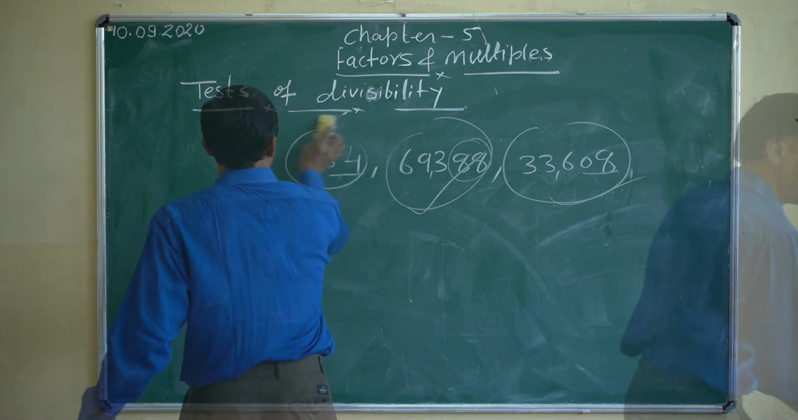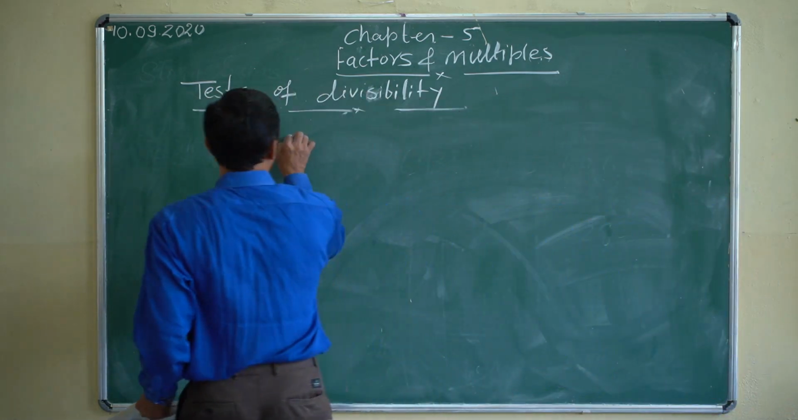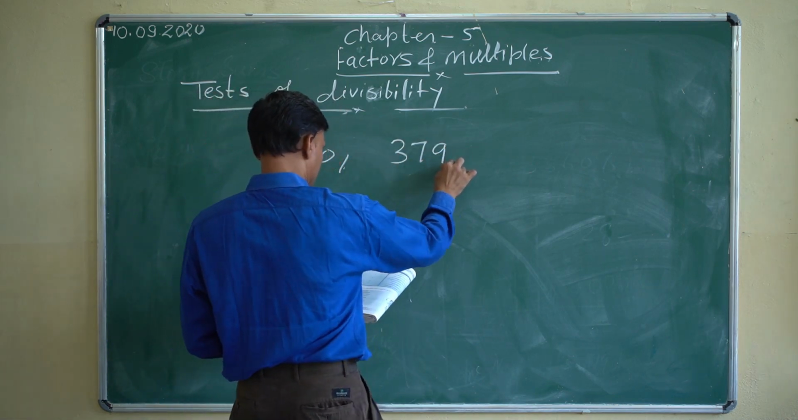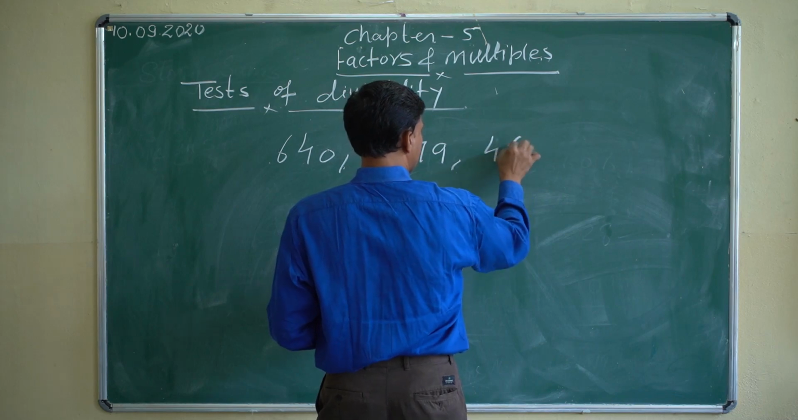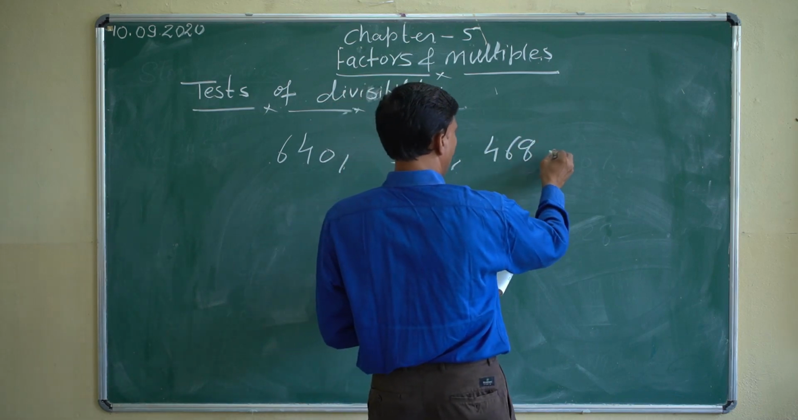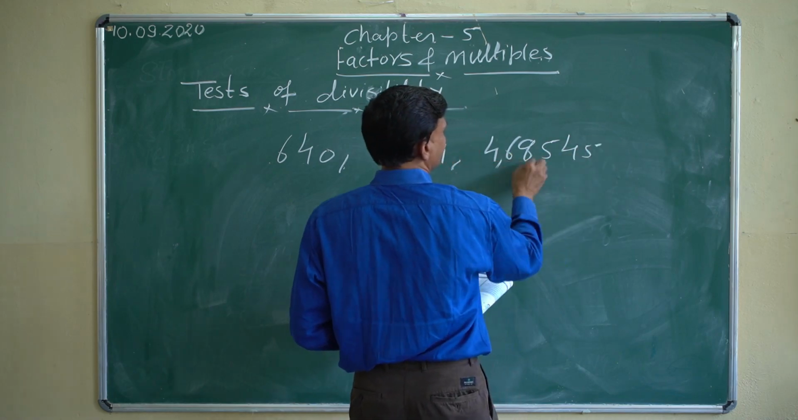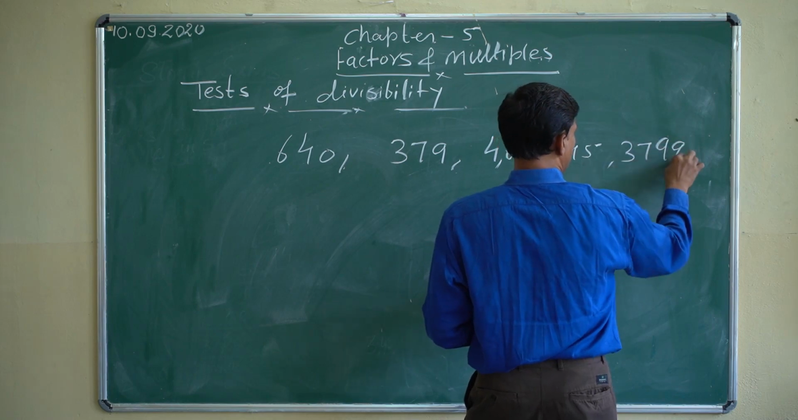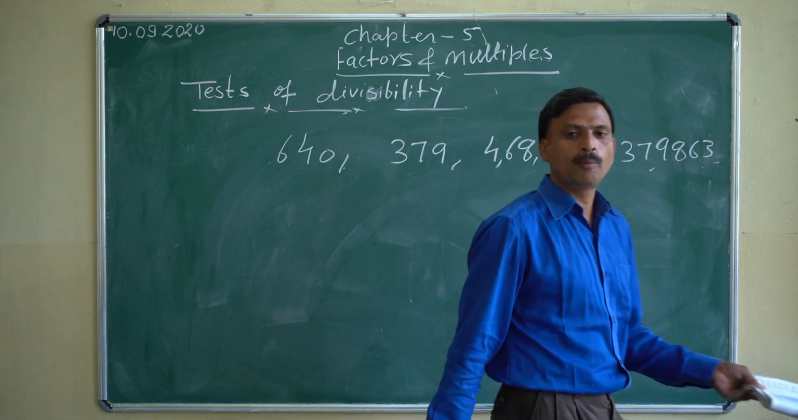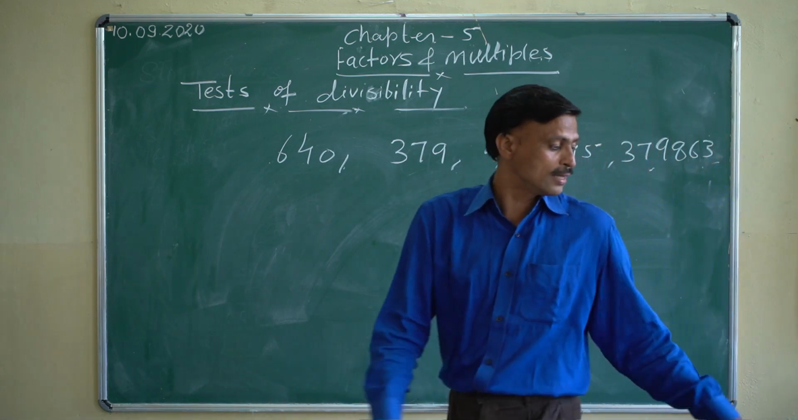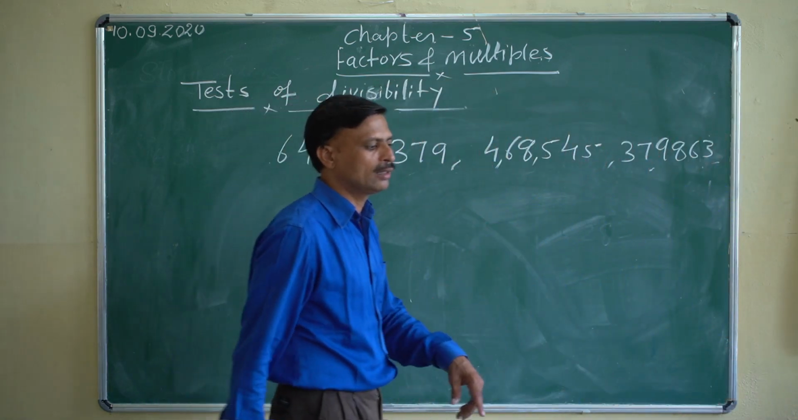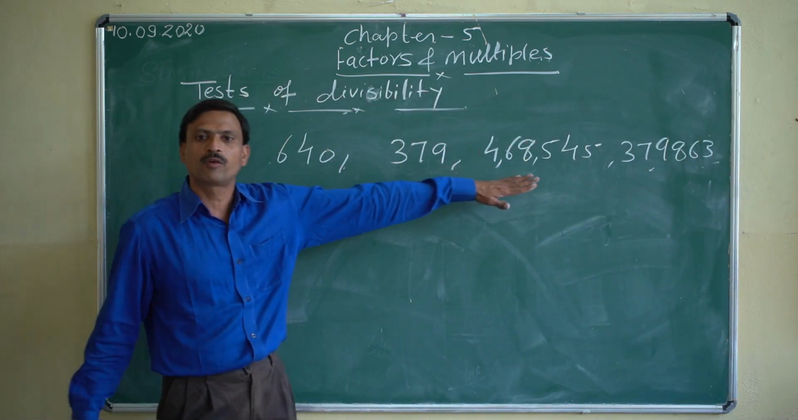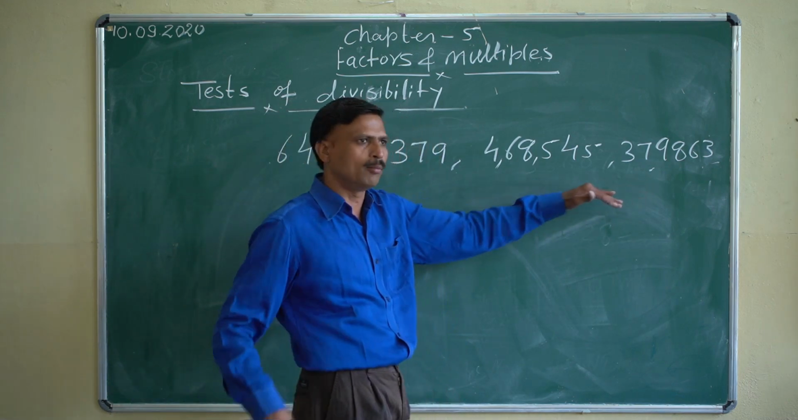For example, I am taking some numbers like 640, 379, 4,68,545, and 379,866. I am taking these numbers from Exercise 1 of your book, I think page number 44. So these numbers I am taking from the exercise only. Otherwise, you can take any number, right?